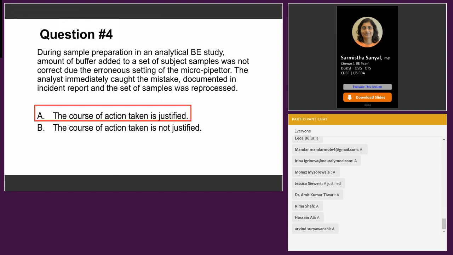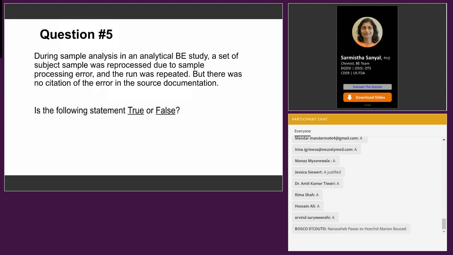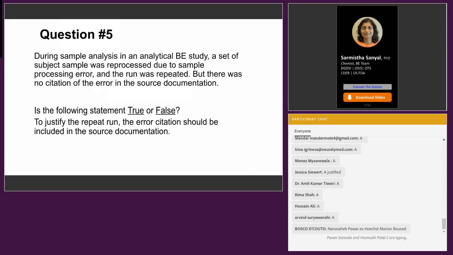Okay, moving on to the next question related to case study 2. The question is, during sample analysis in an analytical BE study, a set of subject samples was reprocessed due to a sample processing error, and the run was repeated. But there was no citation of the error in the source documentation. With that in mind, what do you think about the following statement? Is it true or false? And the statement is, to justify the repeat run, the error citation should be included in the source documentation.